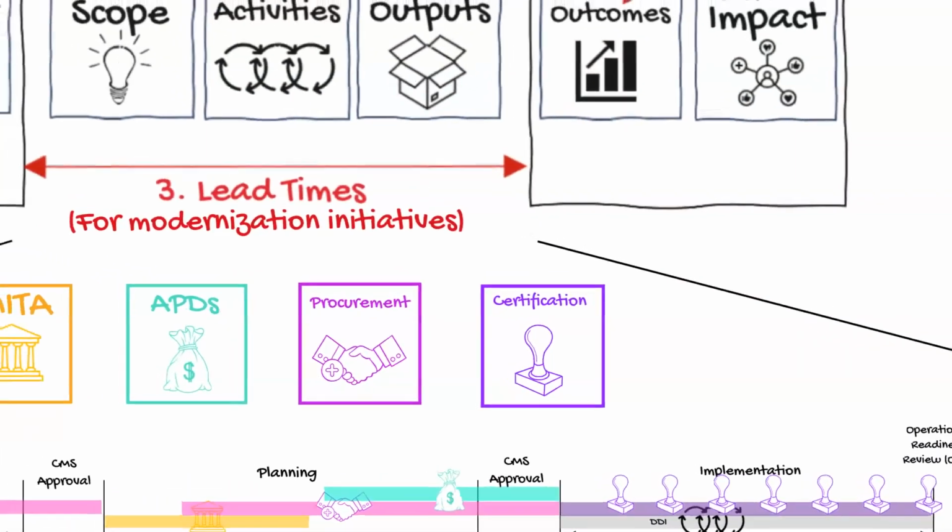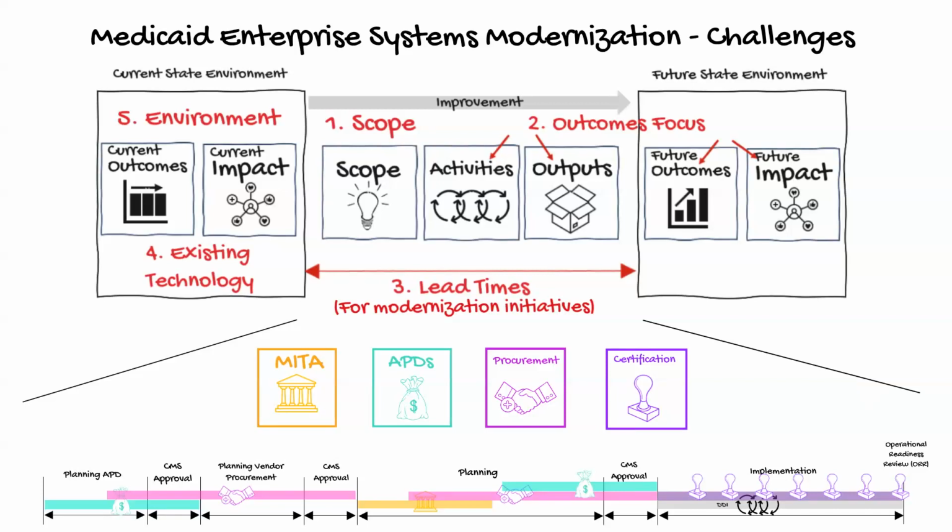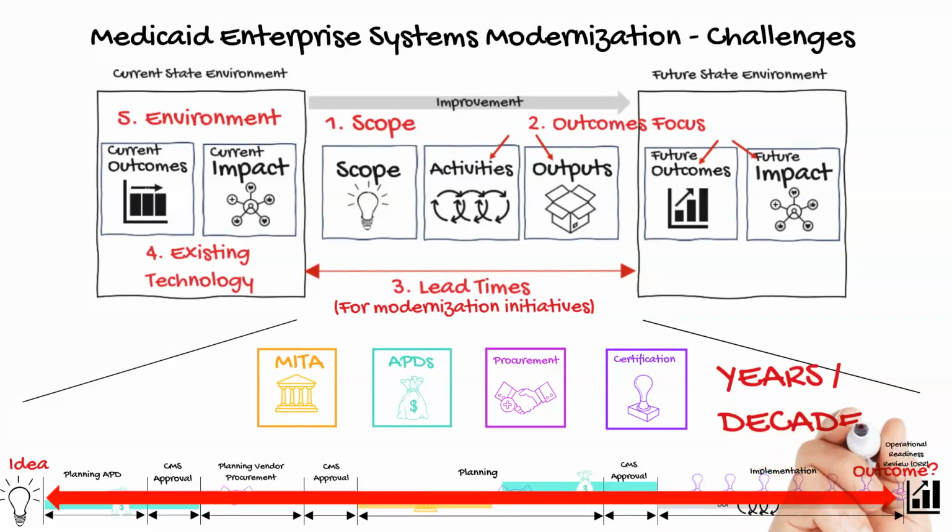As you can imagine, given all of these steps, states typically measure the lead time of modernization ideas, the time from modernization approach or solution idea until we know if the solution improved an outcome, in years or decades. A multi-year delay between conceiving a solution and validating its outcomes is objectively too long.